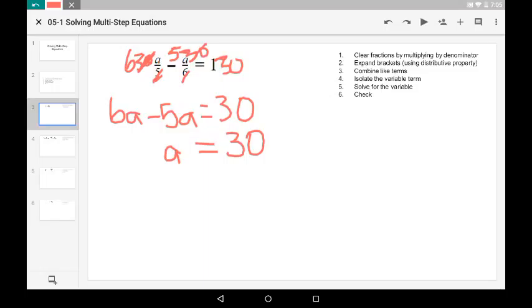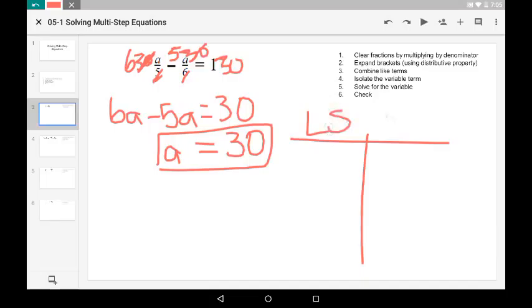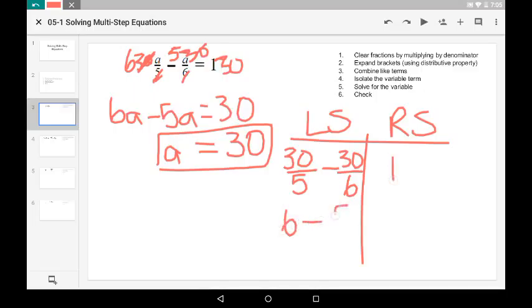Now we're going to check it. If we take a equals 30 and sub this back into the original equation, we'll see what we get here. I like these left side, right side checks. It keeps everything nice and organized. So left side, 30 over 5 minus 30 over 6. And right side, it should equal 1. Well, 30 divided by 5 is 6. 30 divided by 6 is 5. And that equals 1. So the left side is equal to the right side, which means a is equal to 30.